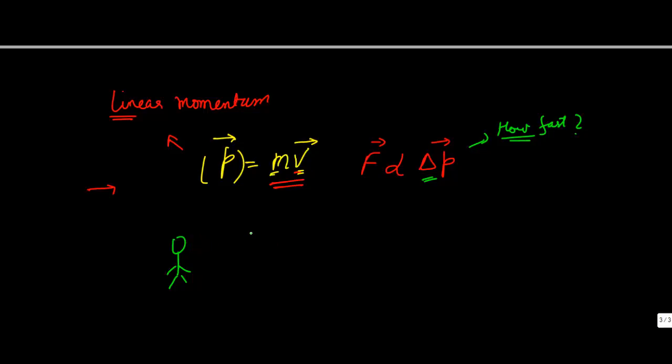Okay, he's trying to catch a ball that is flying towards him with some velocity. It has some mass, so it has some initial momentum. When he catches it, it's going to come to rest. So there's going to be some delta p.